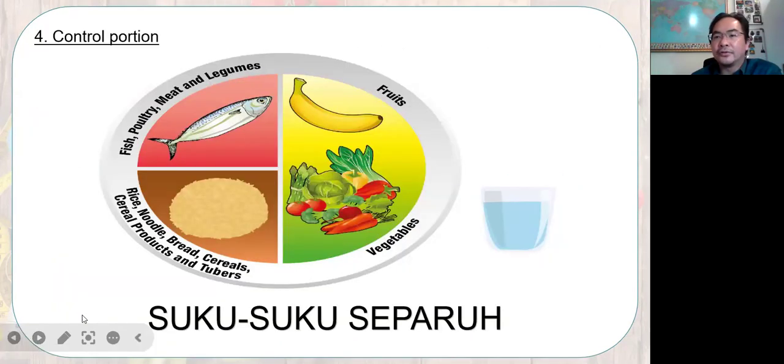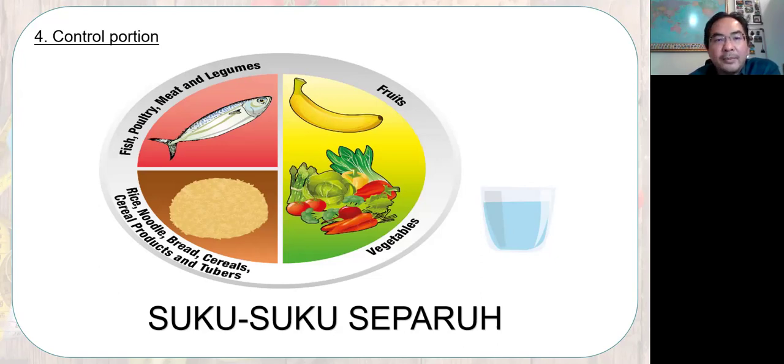And then you can try to control portion. Of course, for those of you who remember, when we were in school, we were taught this phrase called suku suku separuh, which means that we should separate our plate into a few portions. Protein and also carbohydrate should be just suku, 1/4 of the portion of a plate. And then separuh, which is half of the portion of the plate, should consist of fruits and vegetables.